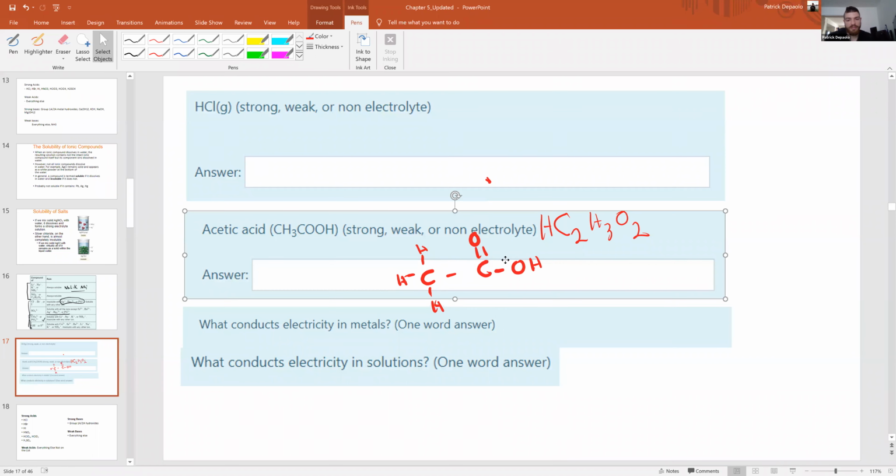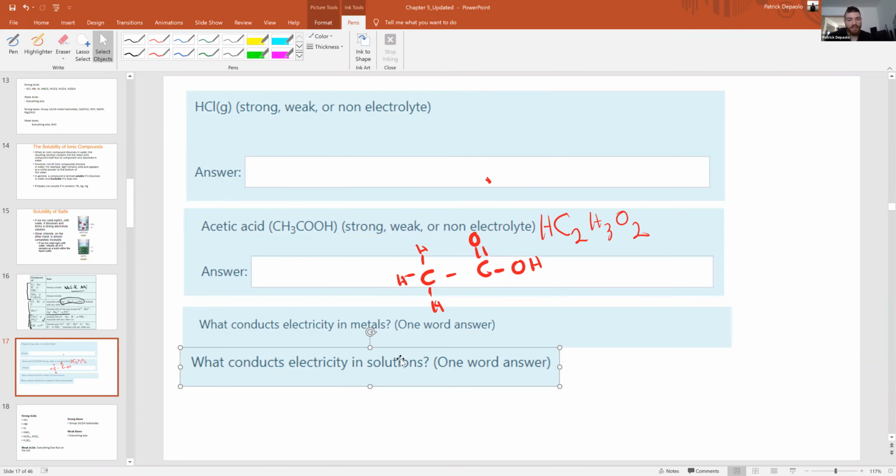Oh, I can move it places. All right, whatever. So good.